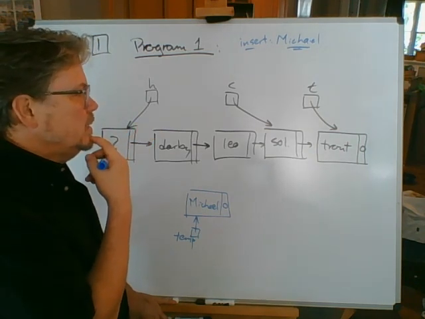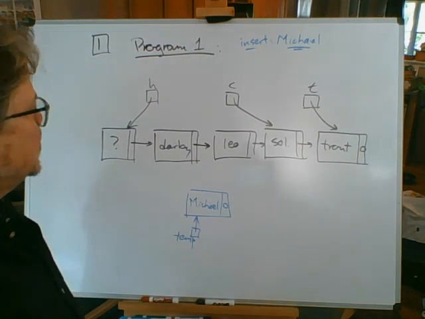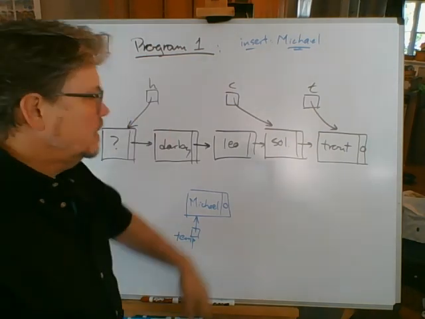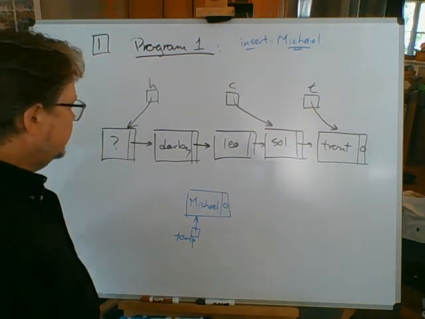Where does Michael go in the list? Okay, I can't help it. I'm going to cheat. I'm going to figure out where Michael goes in the list. Michael, no, I can't. I can't think alphabetically. I'm sorry. I take that back.